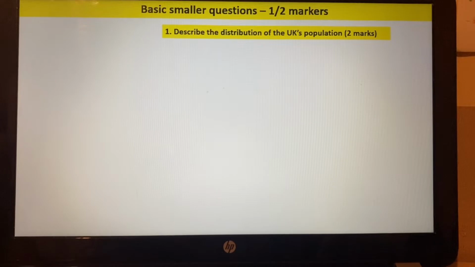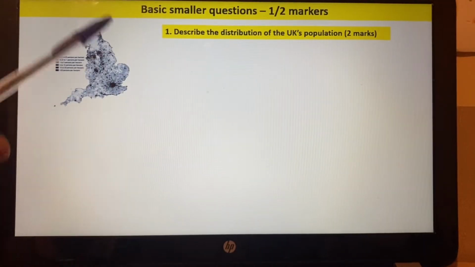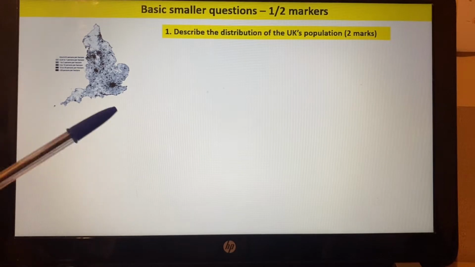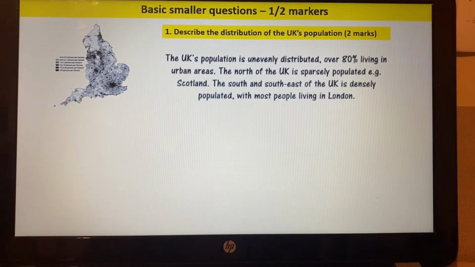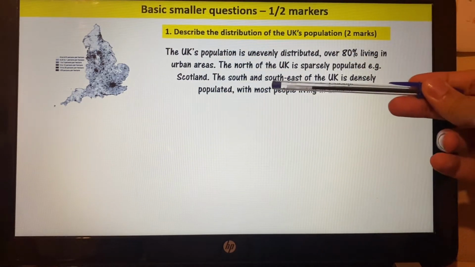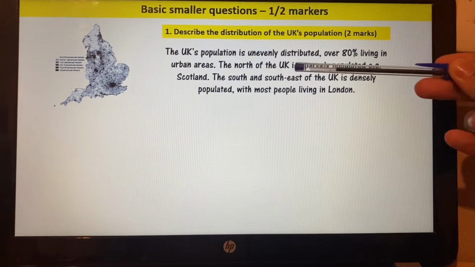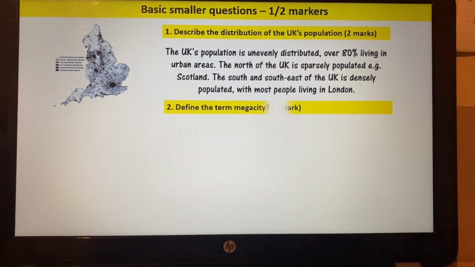So thinking about the distribution of the UK's population. Okay, so think about this map. Where do most people live? Do we have lots of people living in the south and southeast, for example, London? So the UK's population is unevenly distributed. The majority of people live in the southeast, for example, London, whereas the north of the UK, for example, Scotland, is sparsely populated.